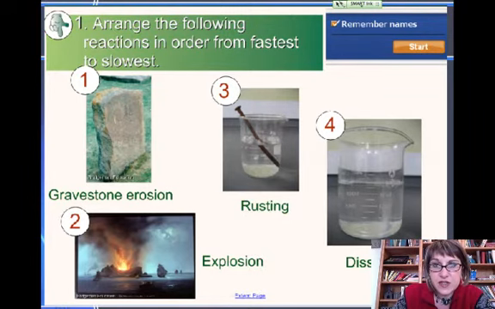In the third reaction, it's the rusting of iron, and in the fourth process, it shows dissolving, like dissolving salt or something. So which one do you think is the fastest? Go ahead and put them in order. Then in class, we'll talk about what it means to be a fast reaction or a slow reaction.